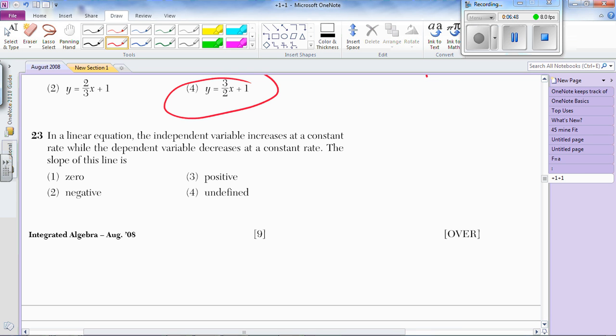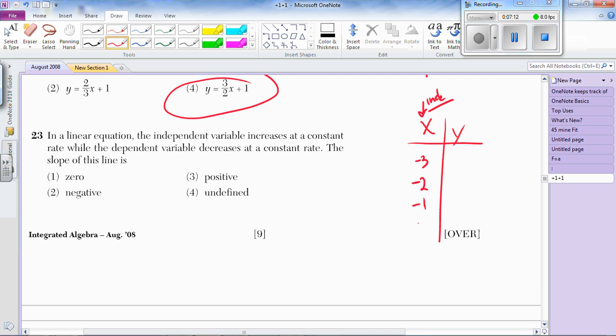In a line equation, the independent variable increases at a constant rate, while the dependent variable decreases at a constant rate. The slope of this line is... Man, 2 tough questions in a row. X, Y. This is the independent variable, because we always pick numbers like that.